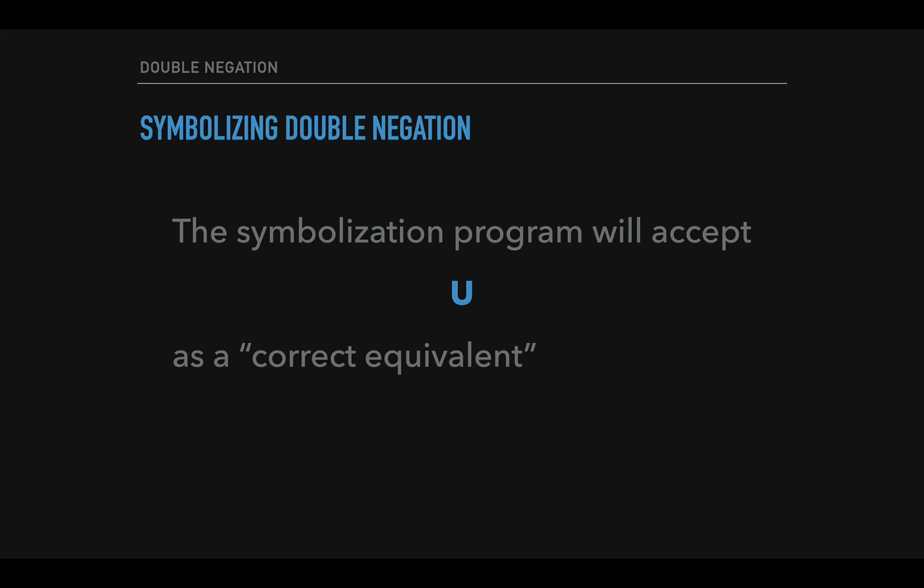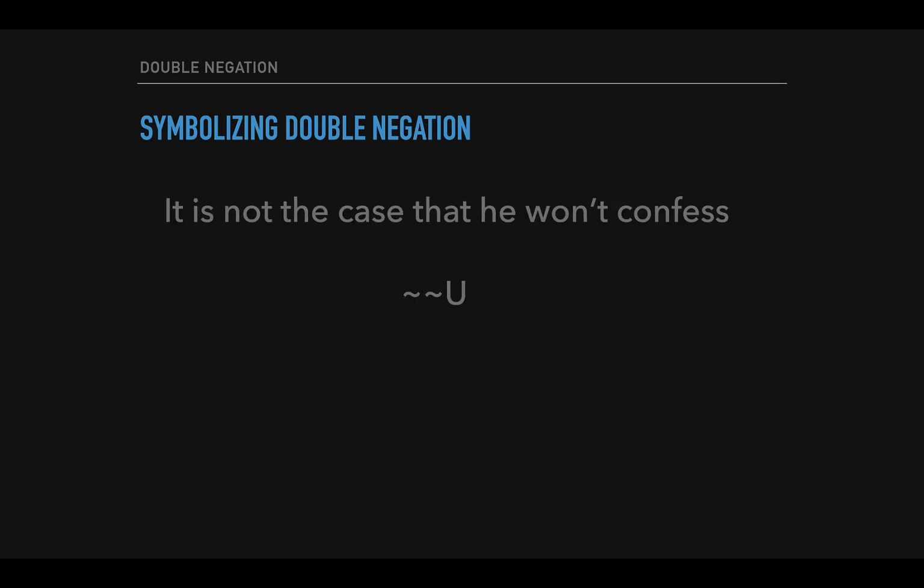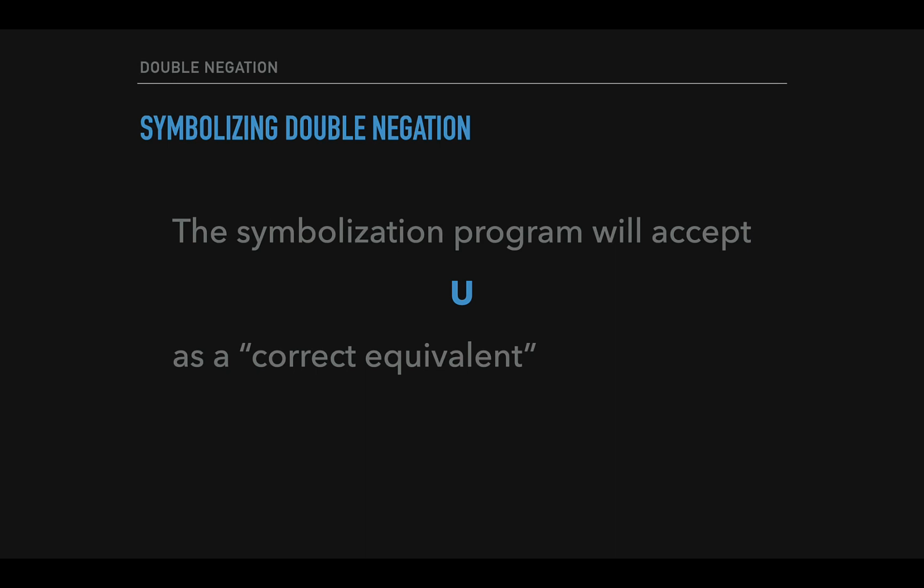What's going on here is that we already saw that not not you and you always agree. They always have the same truth value. And so you and not not you are equivalent, and the best symbolization of it's not the case that he won't confess is not not you, because this symbolization captures the fact that in the English there are these two negations. This one, you, doesn't show that.